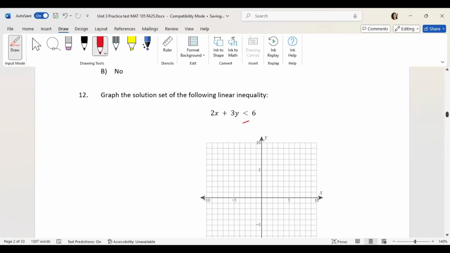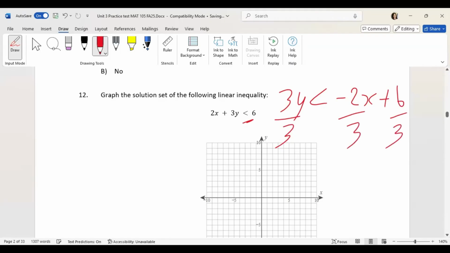So this is an inequality, and we have to be careful now because we know any division by a negative sign changes the inequality. Okay, so we have 3y is less than, I'm moving 2x to the right-hand side, it becomes negative 2x plus 6. I'm writing it in slope-intercept form. So this is divided by 3, divided by 3, divided by 3. So then y is less than negative 2 over 3x plus 2.